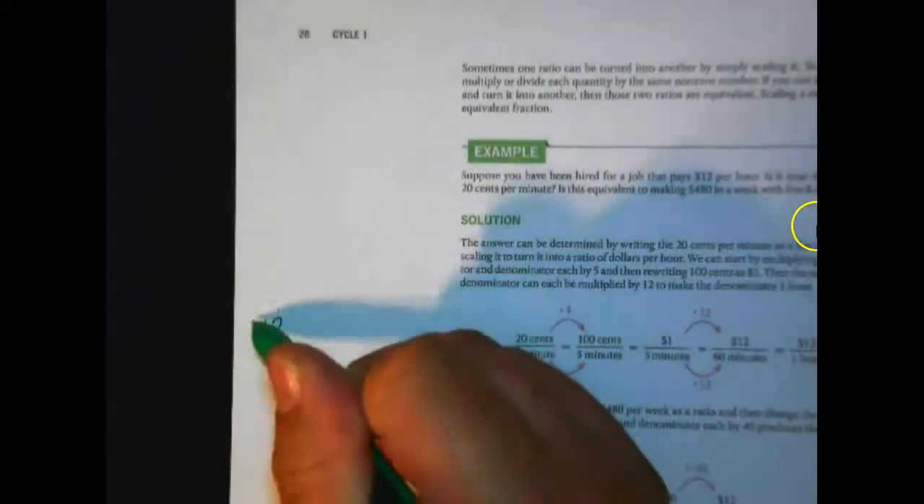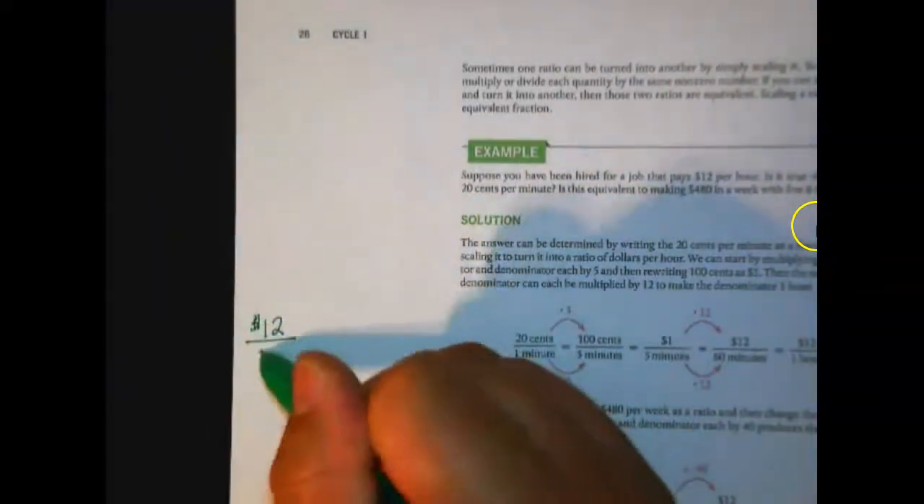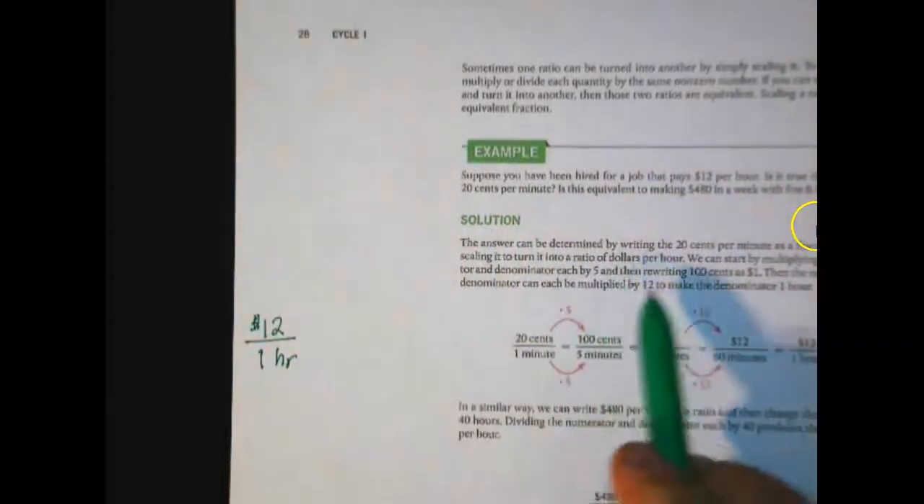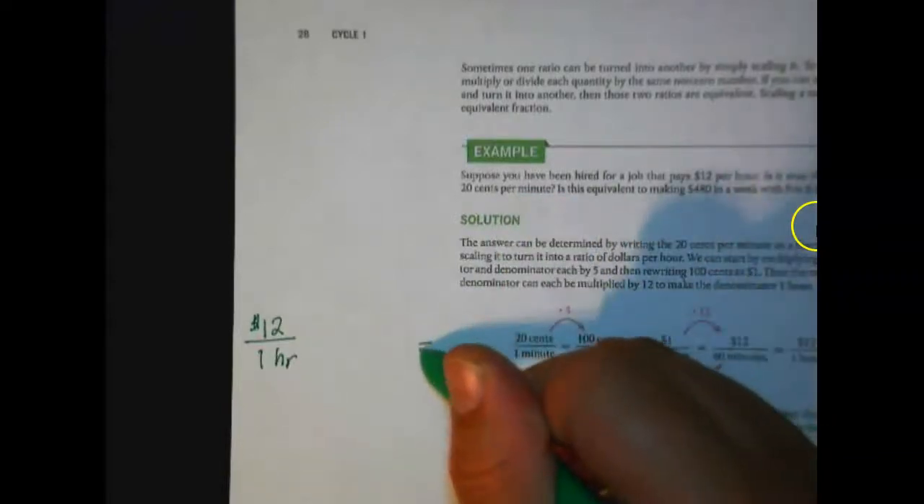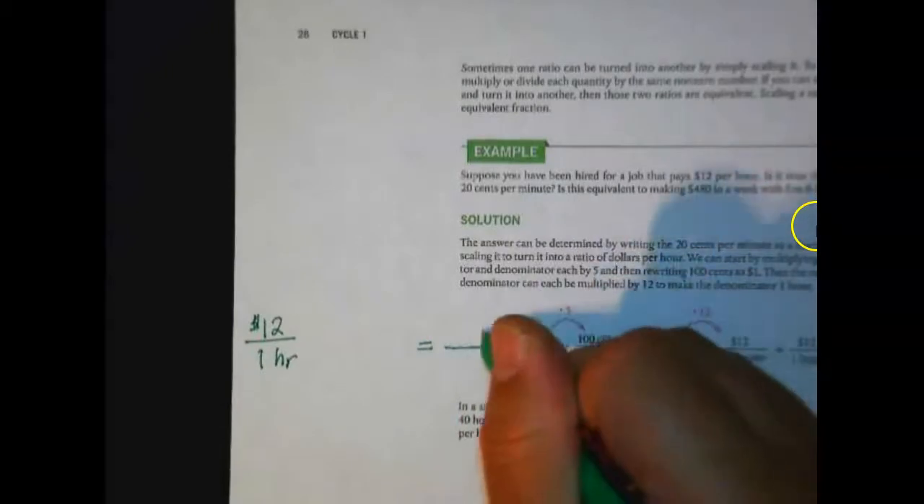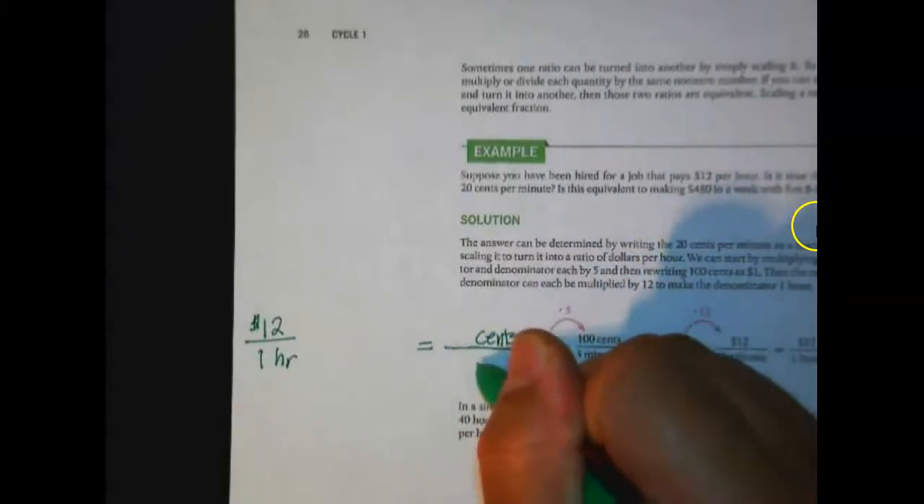Maybe I'll write it over here. They're trying to use scales here, and there's an easy way to do all of these problems if you just use dimensional analysis. So we get $12 per hour. I'm going to take $12 per 1 hour, and they're asking me to convert that to cents per minute. So I'm going to end up with cents per minute.